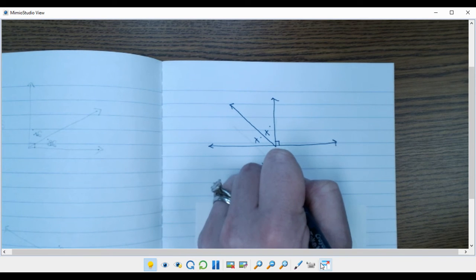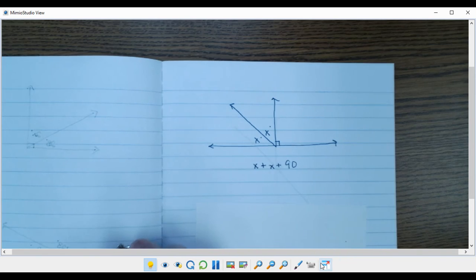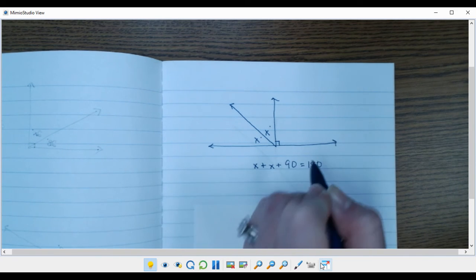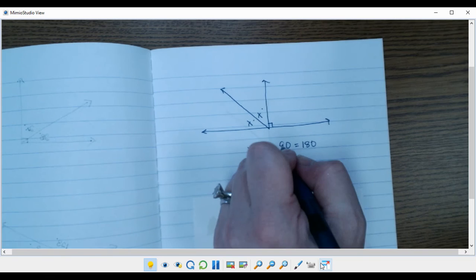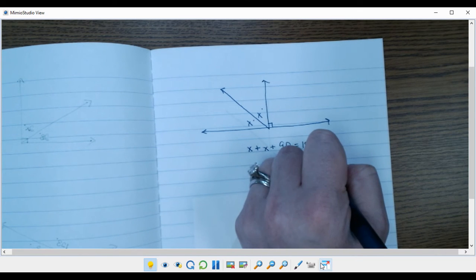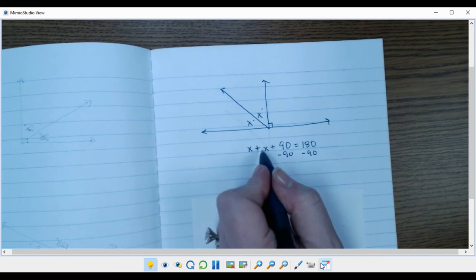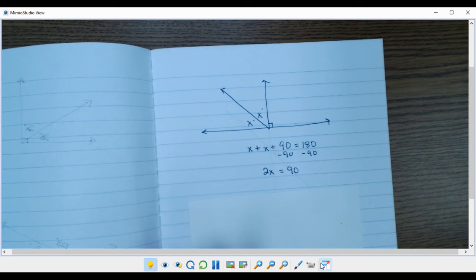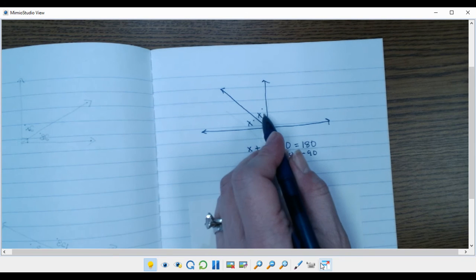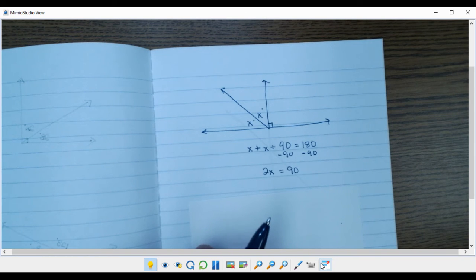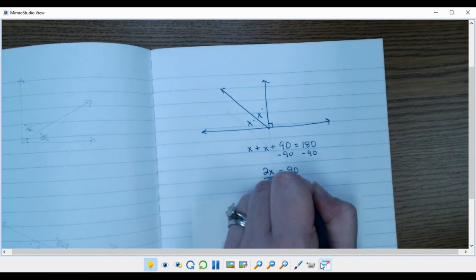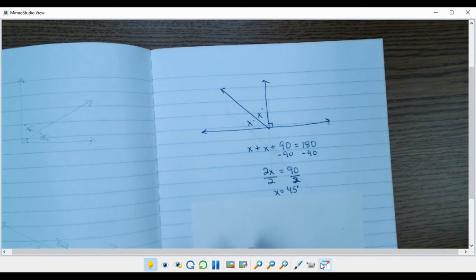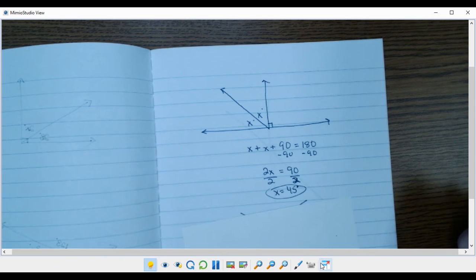X plus 90, those are my three angles together, give me a straight line. And then I can subtract 90, and you'll see, I can also put the two x's together. So 2x equals 90, which is kind of what I was saying. You can see that the other two would add together to give you the other right angle. And then we'll just divide by 2. X equals 45. So each angle is a 45-degree angle.